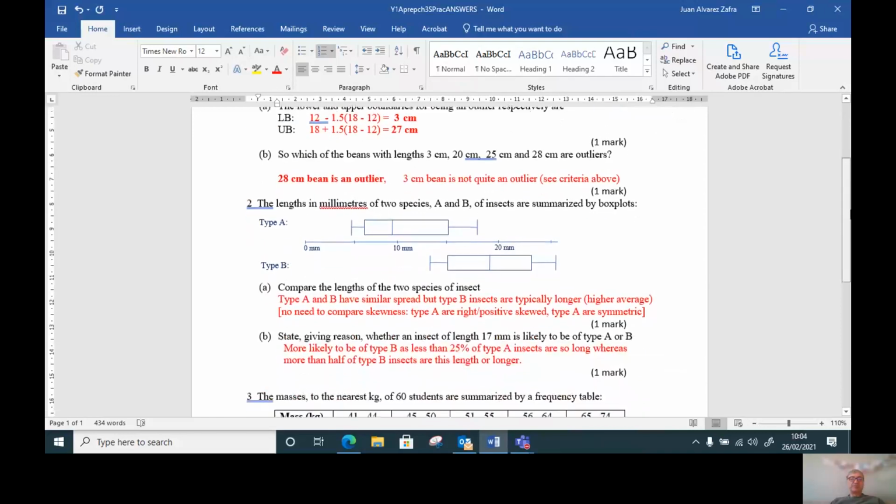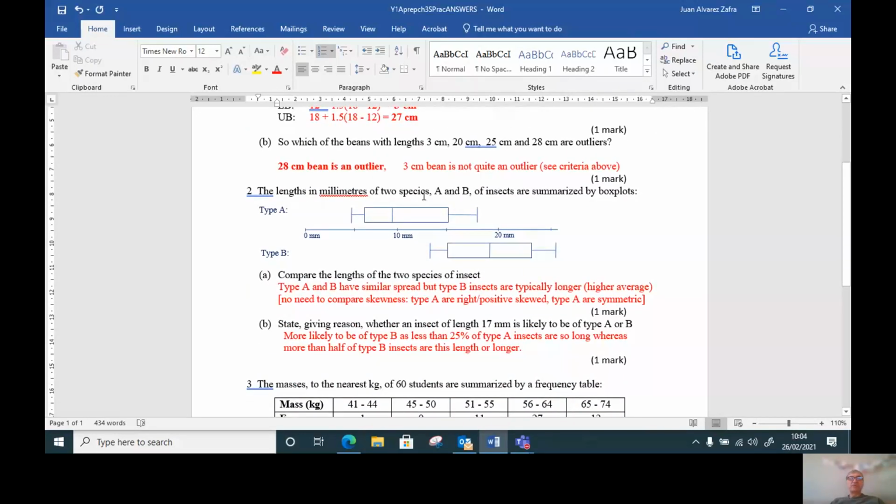Okay, question 2. The lengths in millimeters of two species, A and B, of insects are summarized by box plots. In a box plot, we represent the lowest value by one end of the whisker, the first quartile by the start of the box, the second quartile, the median, by the middle of the box, the third quartile by the end of the box, and the upper whisker being the biggest value. If, however, we're using outliers, then any outliers are marked with asterisks, and the whisker below that is either the previous value or, more usually, the boundary that we calculated.